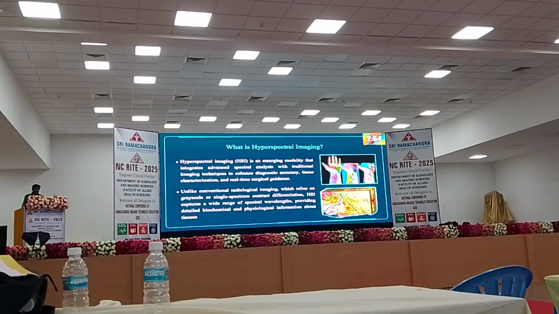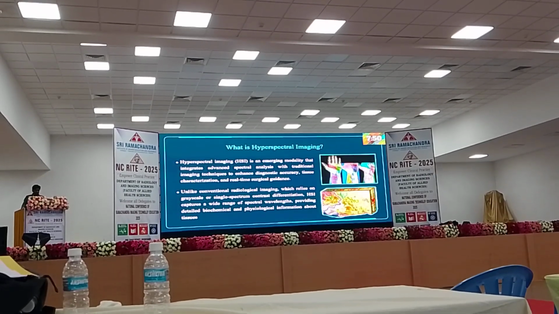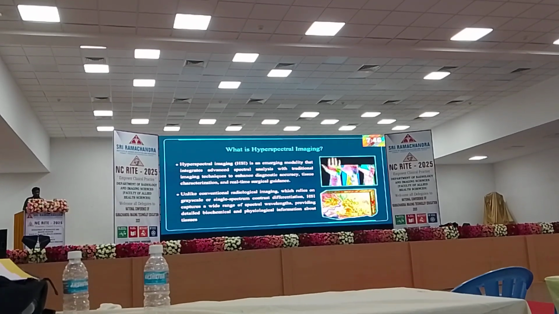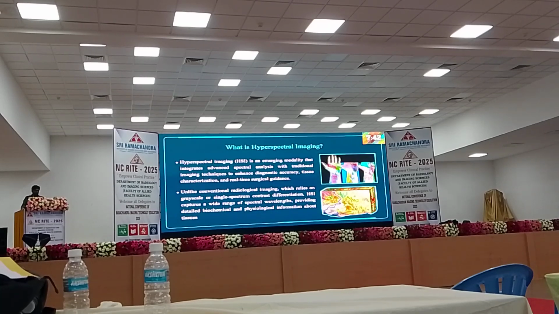Hyperspectral imaging captures and analyzes the tissue and differentiates it across a wide spectral range of wavelengths. Unlike conventional imaging, a hyperspectral image detects diseases at a very early stage and also differentiates the tissue, what type of tissue it is.